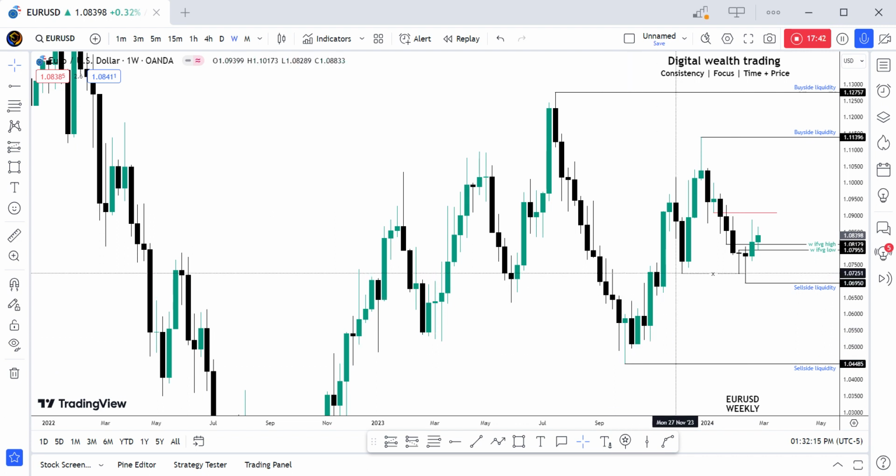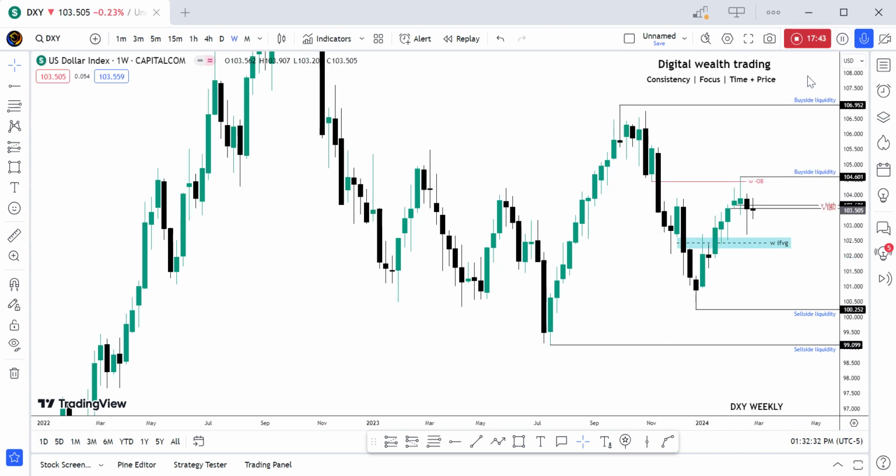In as much as I'm telling you, I'm going to use logic to follow it, not emotion. That's very important. So that has brought me to the weekly contract for DXY. Let's go to the DXY.